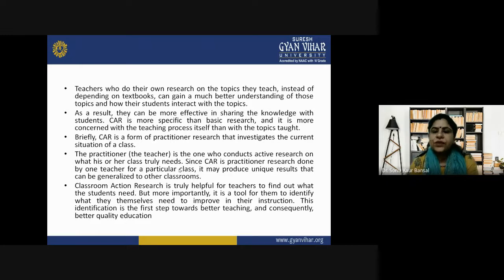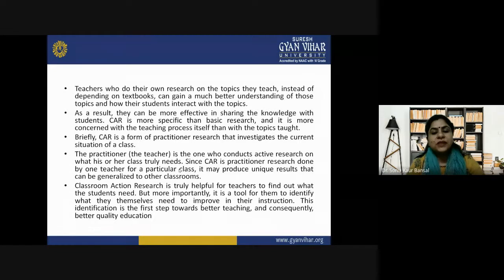Whatever day-to-day problems you face in the classroom, you can do some action research on that and draw very good conclusions, and the findings will be applied to your situation, which can be solved in a very effective way. So the practitioner, the teacher, is the one, students, who conducts this active research on what his or her class truly needs. Since CAR is practitioner research done by one teacher for a particular class, it may produce unique results that can be generalized to other classrooms.